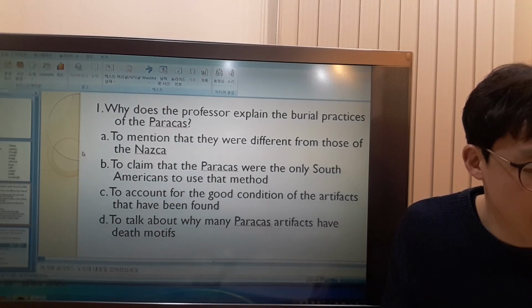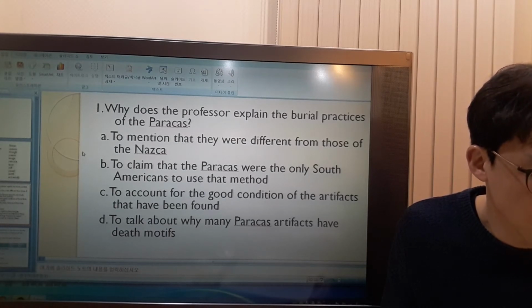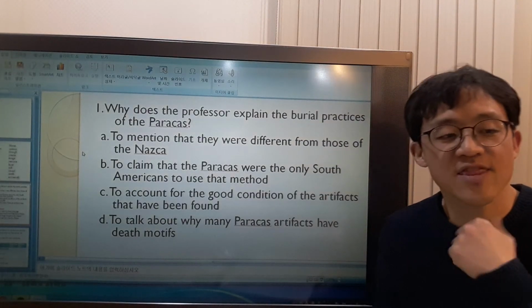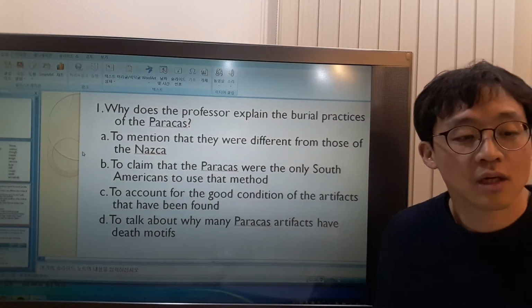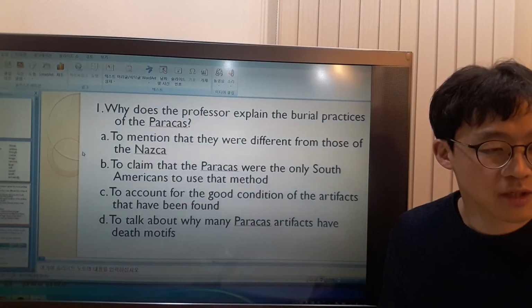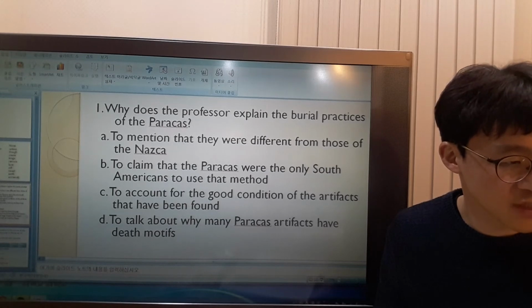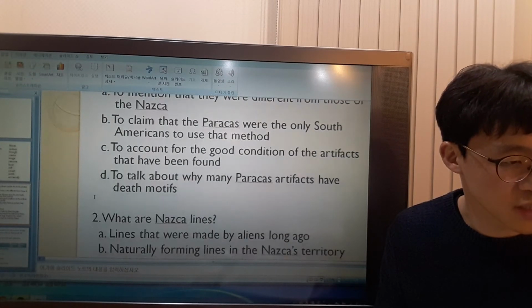B. To claim that the Paracas were the only Southern American to use that method. No, right? Because the Nazca have used it too. D. To talk about why many Paracas artifacts have death motifs. What is a motif? Motif is a theme. You understand? The professor said nothing about Paracas artifacts having death motifs, death themes. So this is not the answer.